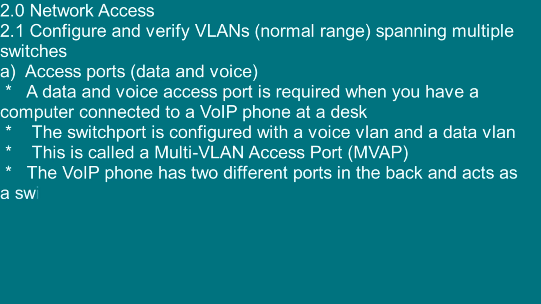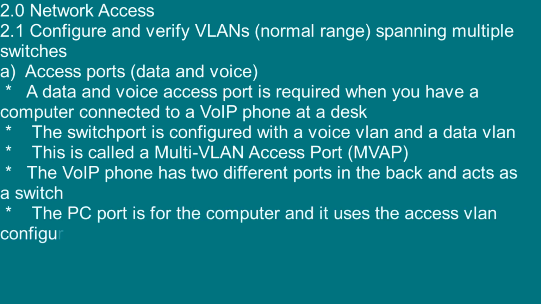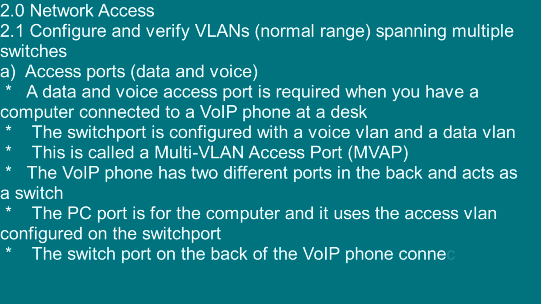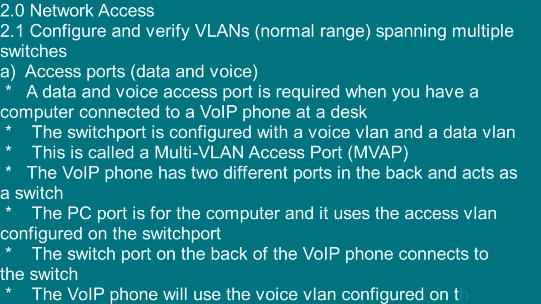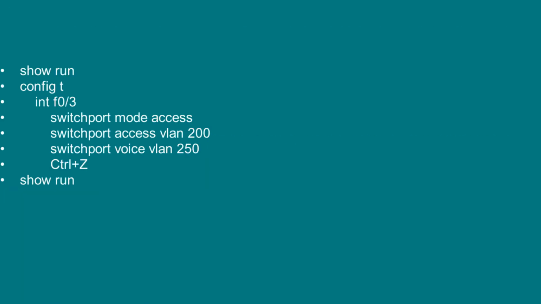The VoIP phone has two different ports in the back and acts as a switch. The PC port is for the computer, and it uses the access VLAN configured on this switch port. The switch port on the back of the VoIP phone connects to the switch. The VoIP phone will use the voice VLAN configured on the switch.